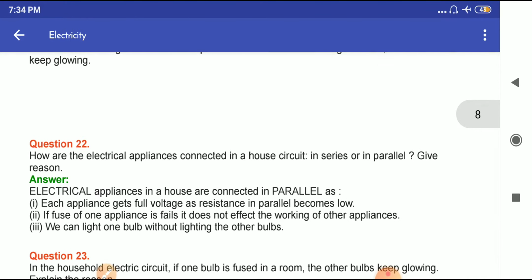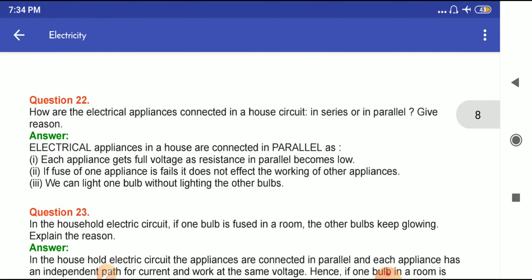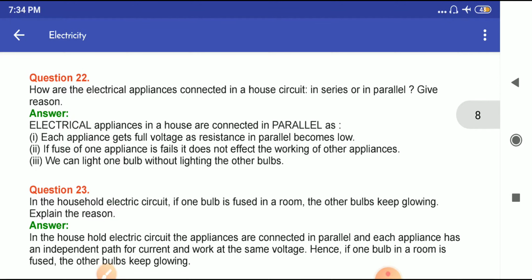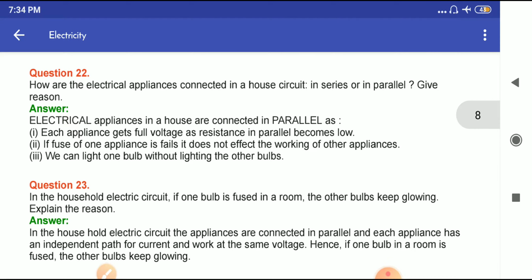Question number 22. How are the electrical appliances connected in a house circuit? In series or parallel? Give reason. So electrical appliances in a house are connected in parallel as each appliance gets full voltage, as resistance in parallel becomes low.